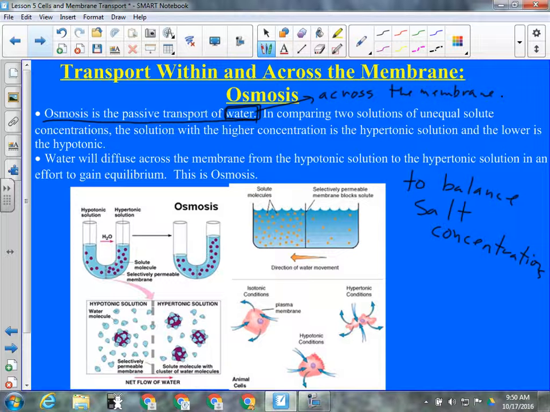So what happens if you put salt on a slug? The slug shrivels up because the slug doesn't have skin like we do. Its epidermis is much different, and osmosis can happen through it. So the water just comes out to balance the salt, and the slug shrivels up.